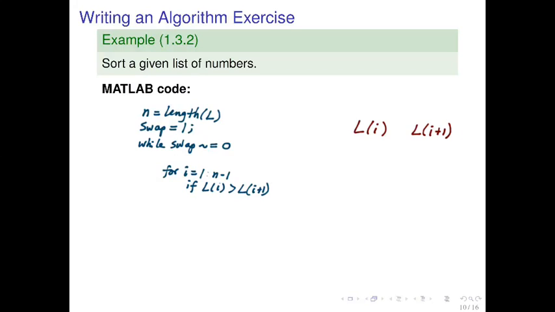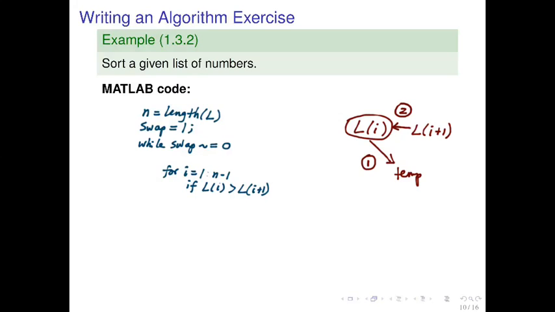So we need to free up the space by first assigning L_i to a temporary variable. We're going to let temp have whatever value L_i has, and that way that value is saved. L_i can be freed up. So this is our first step of the process. Because this position is freed up, I can now assign the value of L_{i+1} to L_i.